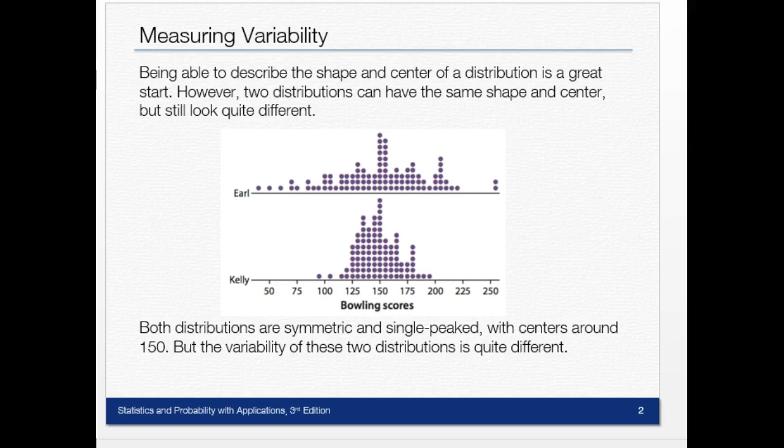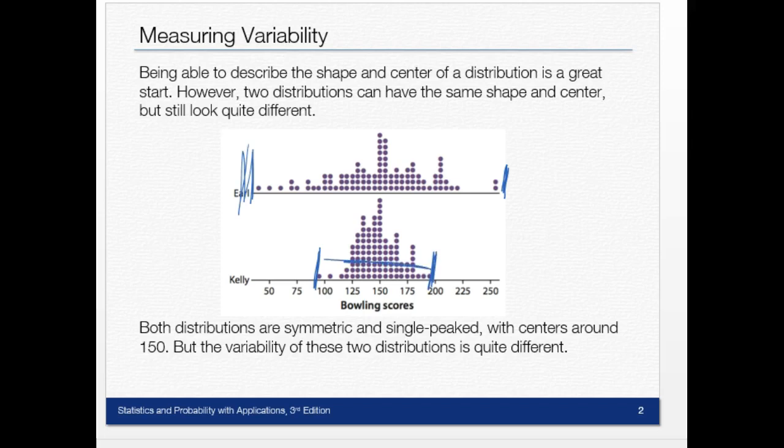Both distributions are symmetric and single-peaked, with centers around 150. These are bowling scores, by the way. But the variability of these two distributions is quite different. So when I say variability, it's like there's data all the way down here and all the way over here on Earl's, but on Kelly's, her data only differs from like 90 something to right under 200.